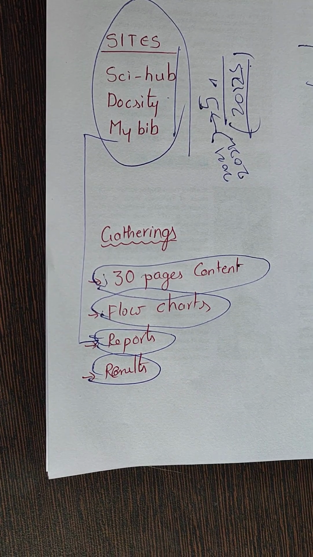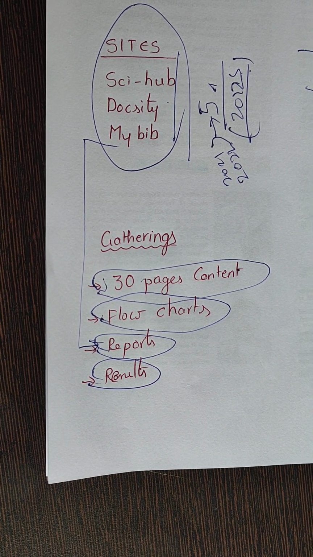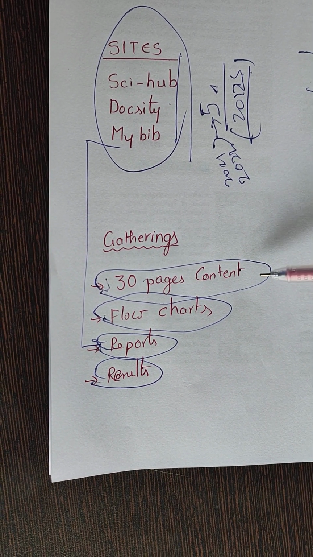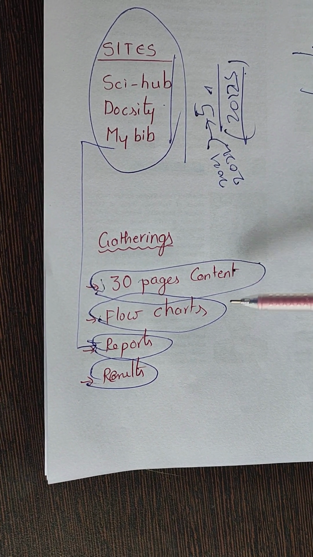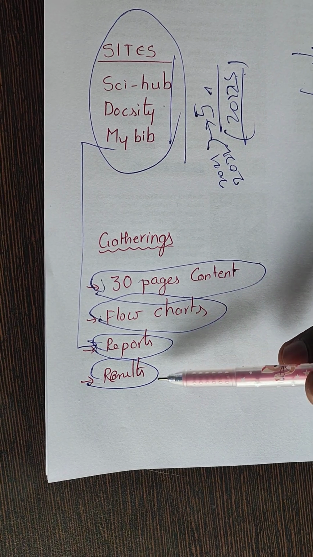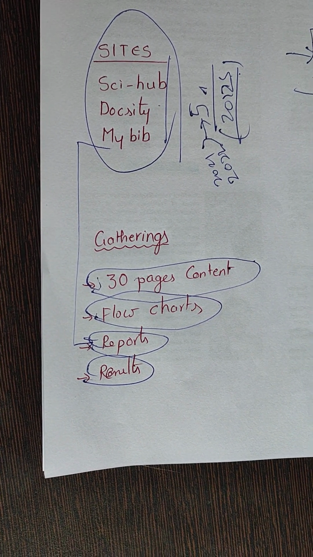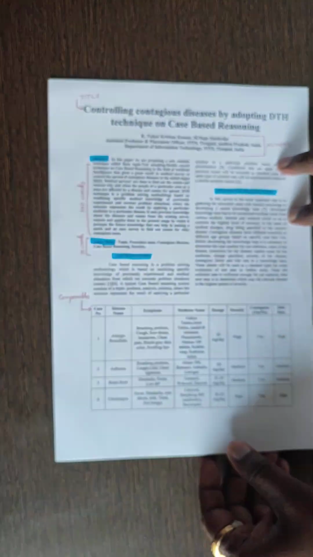So these are the 4 things that you would be needing before you start the paper. Once the topic is ready, gather 20 to 30 pages of content about it, draw your own flowcharts, gather enough reports, and then the results. Once this is all ready, then we'll start on a research paper.